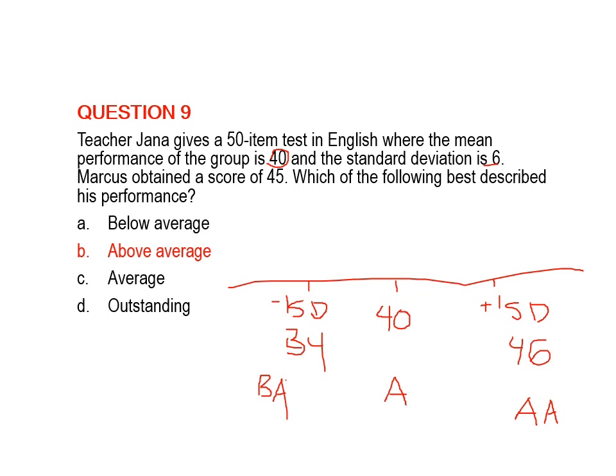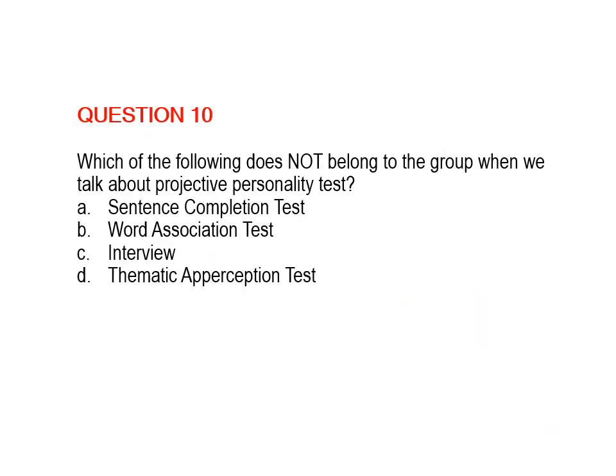Marcos's score is most likely here because he got 45. So, how would you describe that? Very simple. Above average, he cannot be below average. You may meet other test items like this so you can see clearly how to apply this when that kind of question is given.